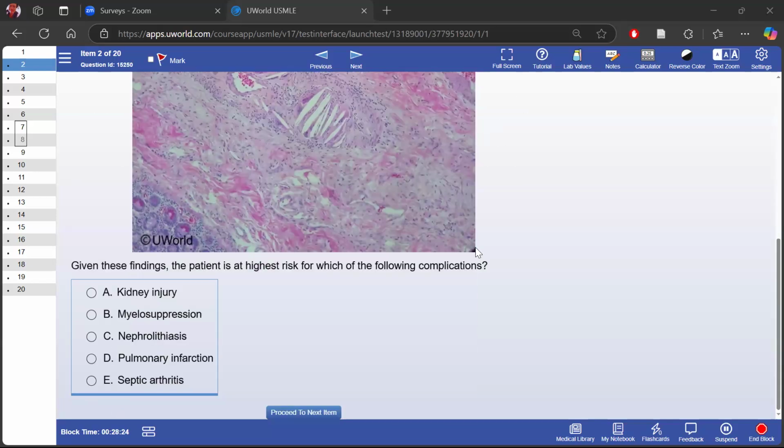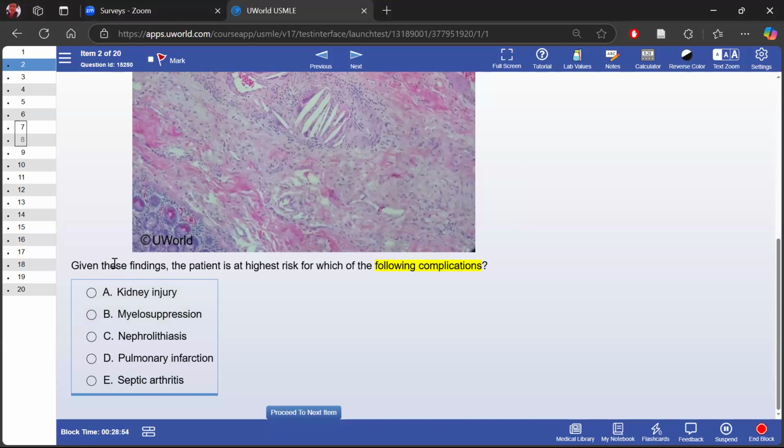Perfect. So let's go through this together. Given these findings, the patient is at greatest risk for which complication? So they want us to figure out what complication the patient can develop. So the question is, what is the patient's condition? What does the patient have now? And we have the complications given: kidney injury, myelosuppression related to the bone marrow, kidney stones, pulmonary infarction, and septic arthritis. So what are the findings the examiner is talking about?